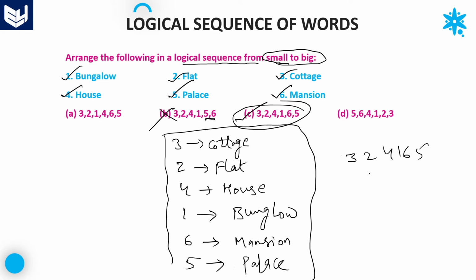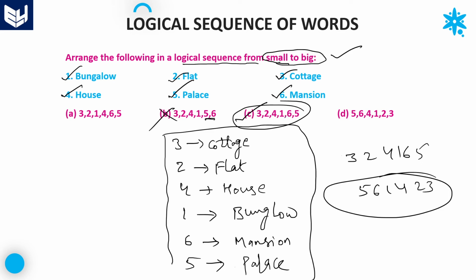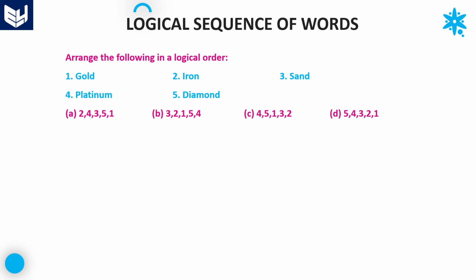Suppose, for example, we are arranging them from biggest to smallest, it is just the reverse: 5, 6, 1, 4, 2, 3. Is it clear? But here he is asking about smallest to biggest. That is the reason why first cottage, flat, house, bungalow, mansion, and then palace. Option C is the right answer. Let's move on to the next question.